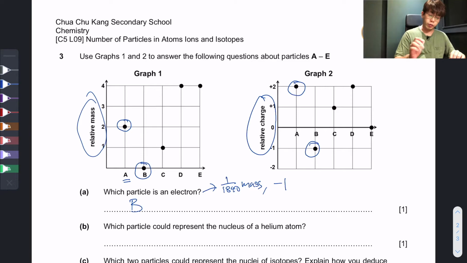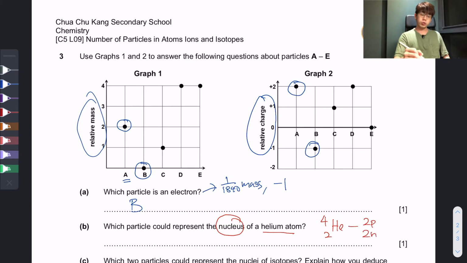Which particle could represent the nucleus of a helium atom? So please check your periodic table. You will have noticed that helium is like this. That means that helium will contain 2 protons and 2 neutrons. 2 protons and 2 neutrons means that it has a mass of 4, right? So it can either be D or E.